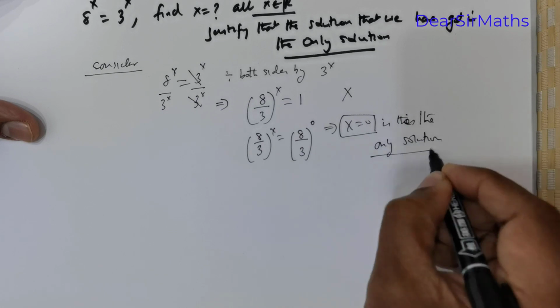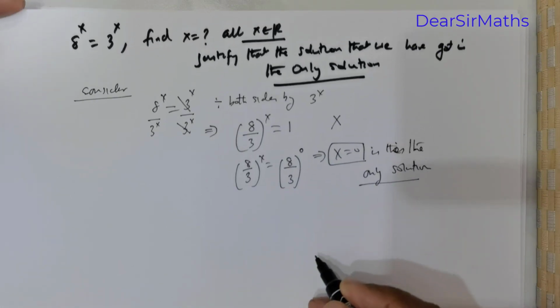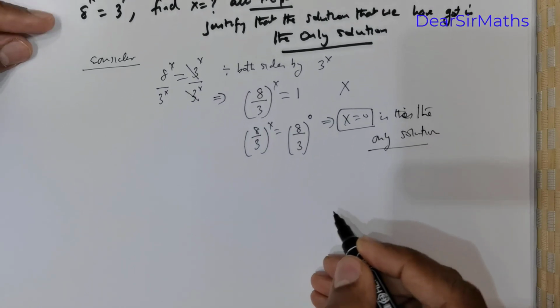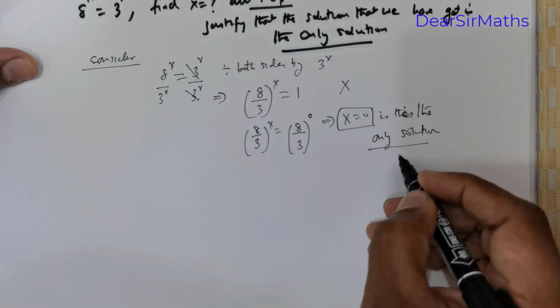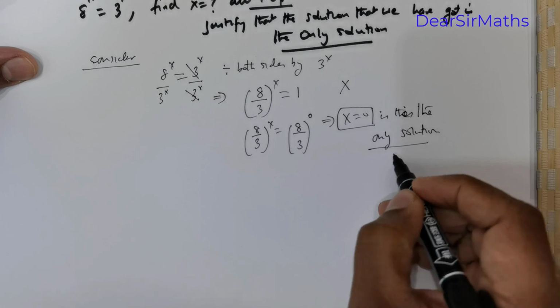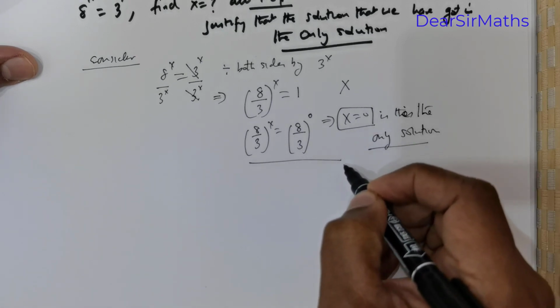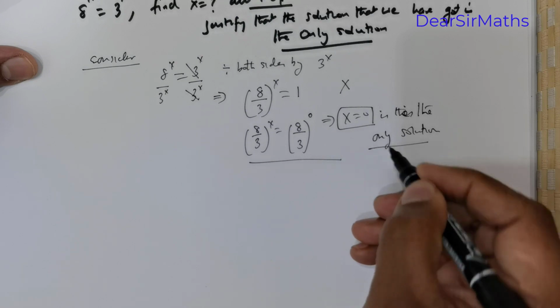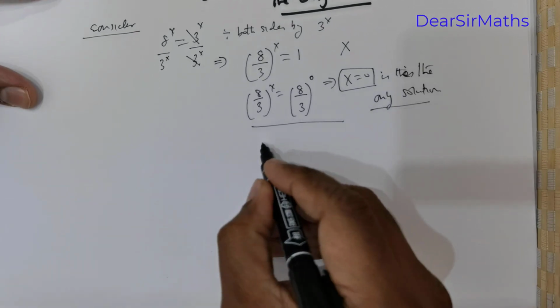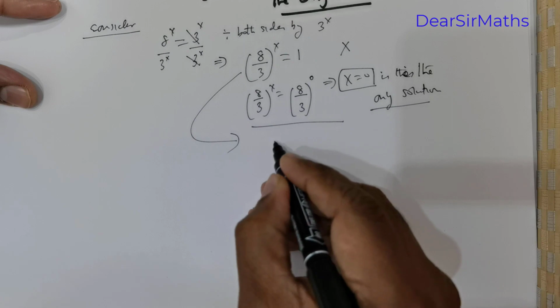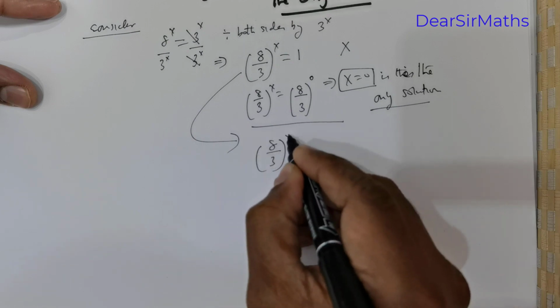So that is where most of the solutions will hit a dead end, or hit the wall, because we cannot accept that x is equal to 0 is the only solution unless or until there is a justification to that fact, right? So I'm going to give you that justification. So consider this: 8 over 3 raised to the power of x is equal to 1.